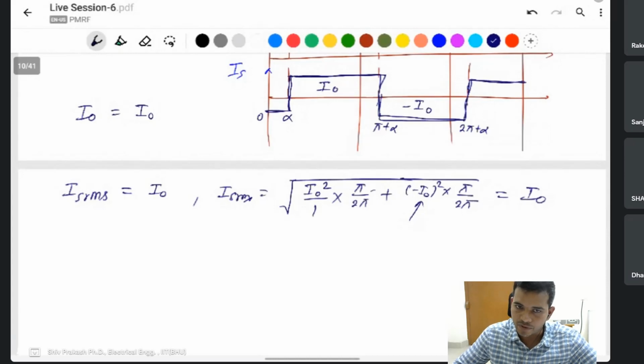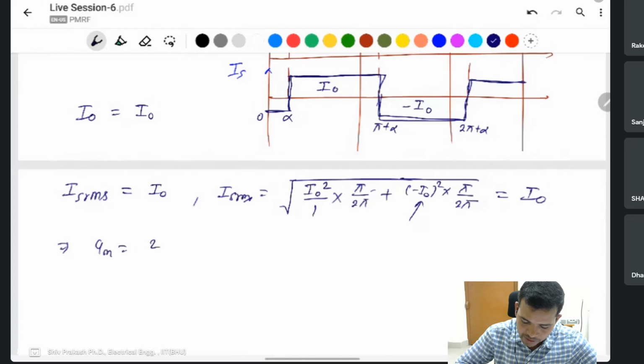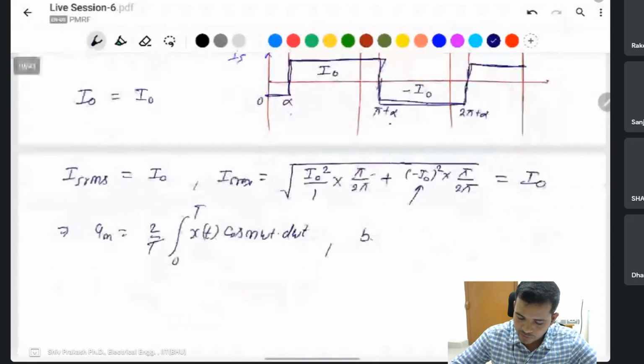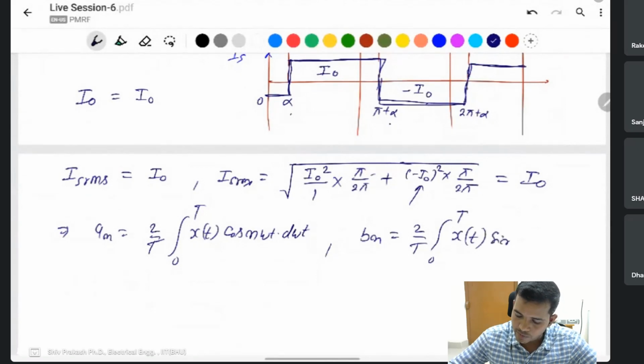You can do a long analysis using the formula an equals 2 by T, integration from 0 to T of x(t) cos n omega t d omega t, like this one, where x(t) is I naught from alpha to pi plus alpha, and after that minus I naught from pi plus alpha to 2 pi plus alpha. And bn is the same thing: 2 by T, integration from 0 to T of x(t) sin n omega t d omega t.